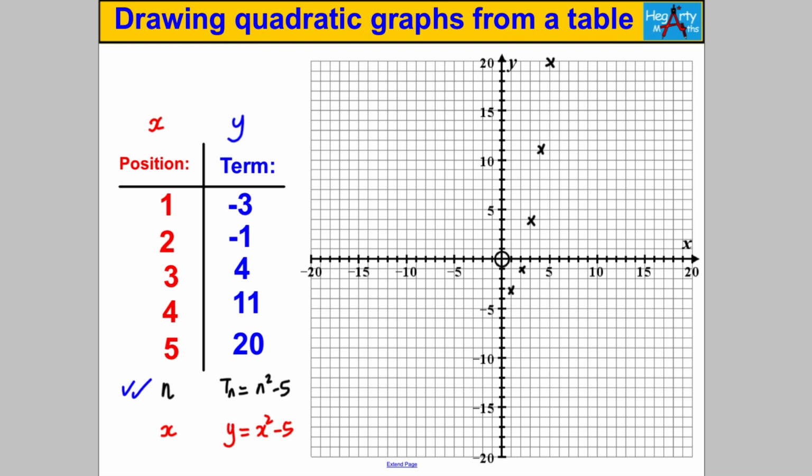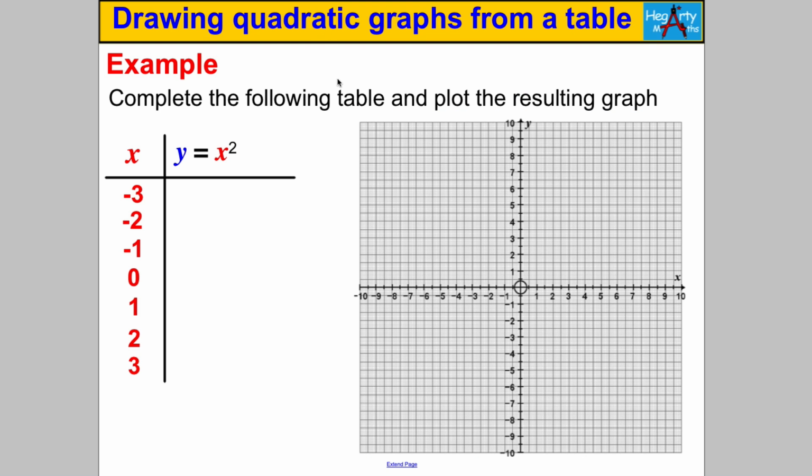So let's start. Pause the video and have a go at this if you think you can do this. Well, it says copy and complete the table and plot the resulting graph. I'm going to substitute in without talking. If you want to slow me down, you can slow the video down here. Now we're going to plot the x values with the y values as a set of coordinates, so I'll do that over here.